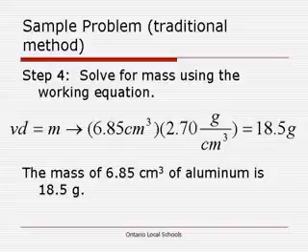Now the number of significant figures here is 3 based on the measured quantity of 6.85 cubic centimeters. The density here is an absolutely known value, which means the number of significant figures associated with the density would be considered infinite, so we don't base the number of significant figures in our answer on what the density quantity is. We look at the measured quantity, which in this case was the volume. So the mass of 6.85 cubic centimeters of aluminum is 18.5 grams.